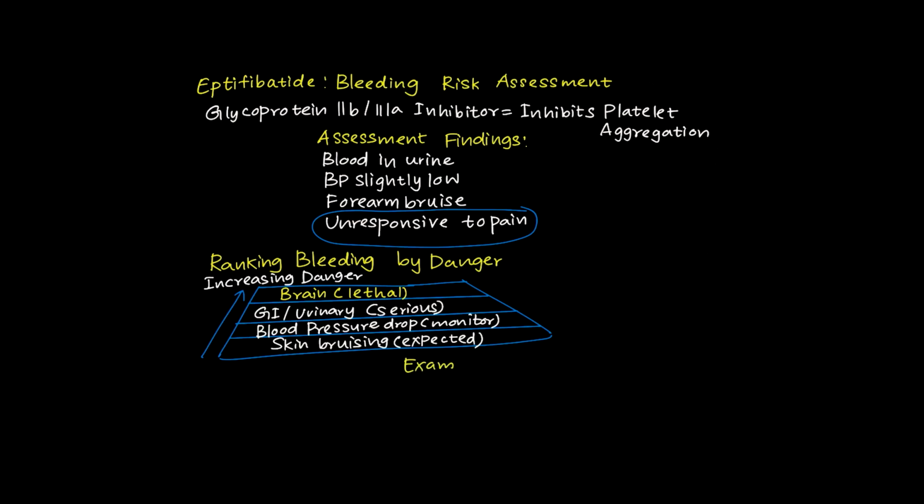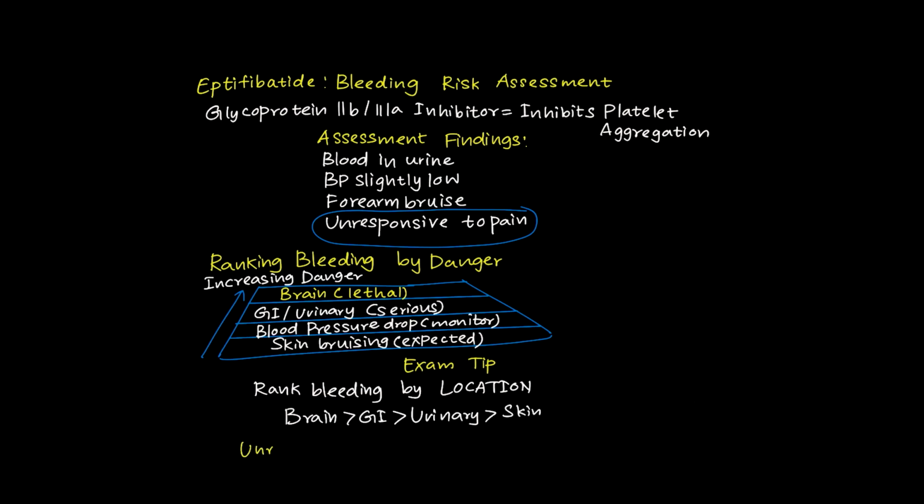Here's a WGU D455 exam tip for you. With anticoagulant and antiplatelet drugs, always rank bleeding complications by location. Brain bleeds top the list. Quick recall hook: unresponsive on antiplatelets equals brain bleed until proven otherwise.